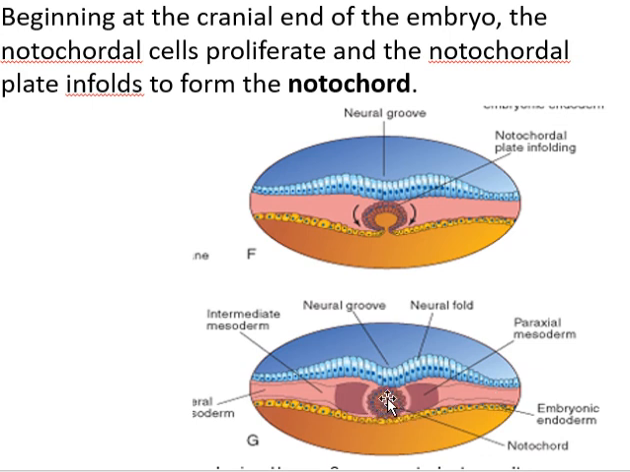What is the function of this notochord? When the notochord is separated from the endoderm, the endoderm will complete its layer, and there will be the full endoderm layer beneath the notochord. Then we have three layers: ectoderm, mesoderm with the notochord, and this is the endoderm.